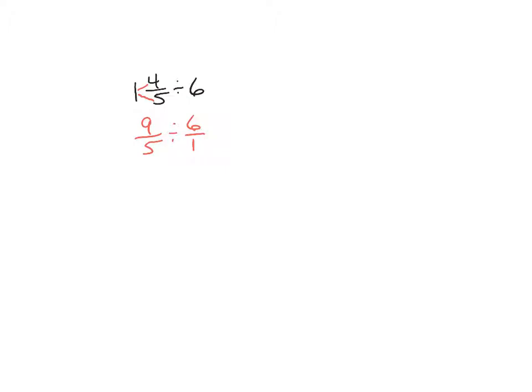Now I need to change that to a multiplication. So I have 9/5 times 1/6. Notice again that I have a 9 and a 6 that have a common factor of 3. 6 divided by 3 gives me 2. 9 divided by 3 gives me 3. So I'm going to reduce that 9/6 down to 3/2, and now I'm going to multiply straight across. 3 times 1 gives me 3, 5 times 2 gives me 10, and 3/10 is in lowest terms. So that is my final answer.